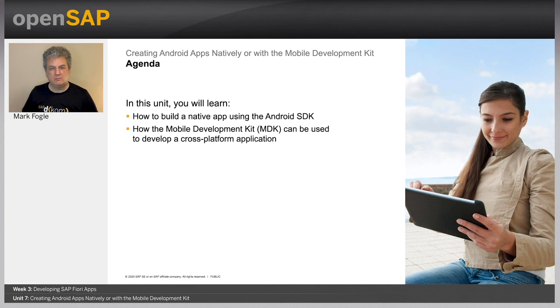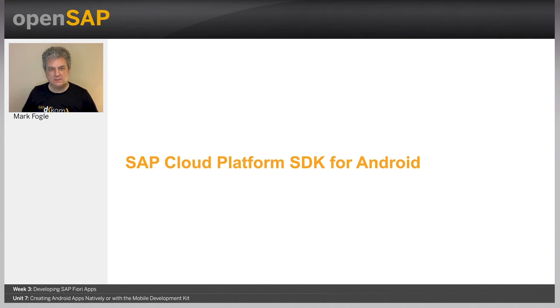In the previous unit, we learned about developing iOS apps. In this unit, we'll first look at creating native Android apps using the Android SDK and the SAP Fiori Mentor app. Then we'll look at the Mobile Development Kit, or MDK, and how it can be used to create cross-platform mobile applications. So let's get started.